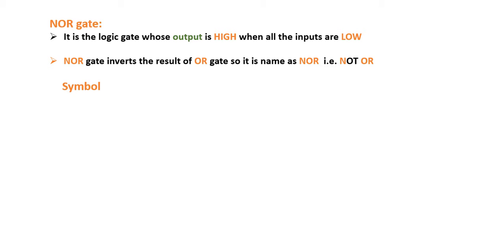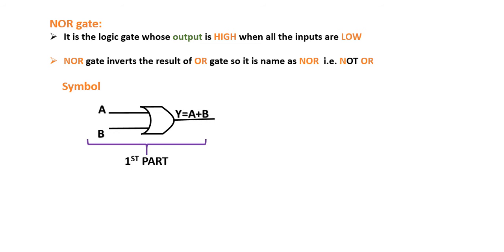Symbol of the NOR gate. Before going to the symbol, you can see from the definition that the NOR gate is a combination of a NOT gate and an OR gate. So we will combine our OR gate and NOT gate to draw the symbol of our NOR gate. This first part represents the OR gate. Here A and B are the inputs of the OR gate, whereas Y equals A plus B is the output of our OR gate. The output of this OR gate has to be inverted.